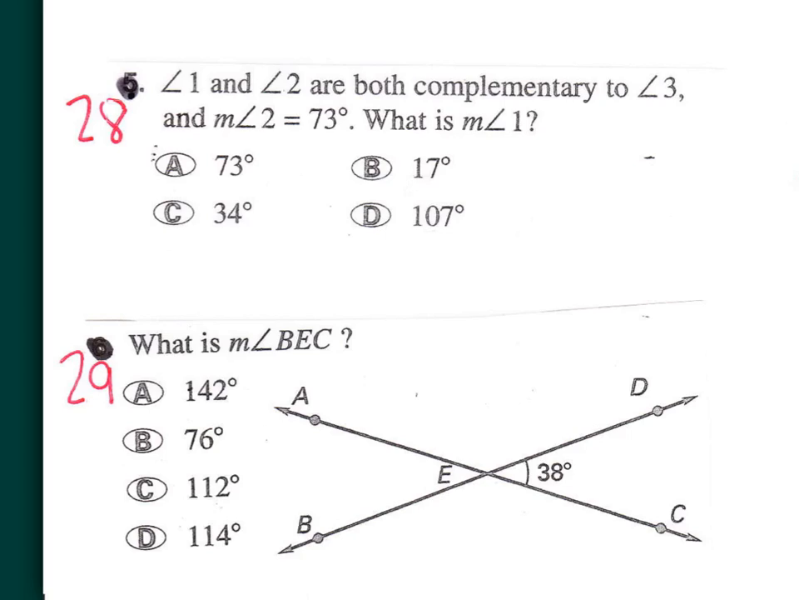Number 28, you've got angle 1 and angle 2 are both complementary to 3. If angle 2 is 73, what's angle 1 got to be? Alright, remember the word complementary and how many degrees that's got to add up to. Don't forget to hit pause and work it out.